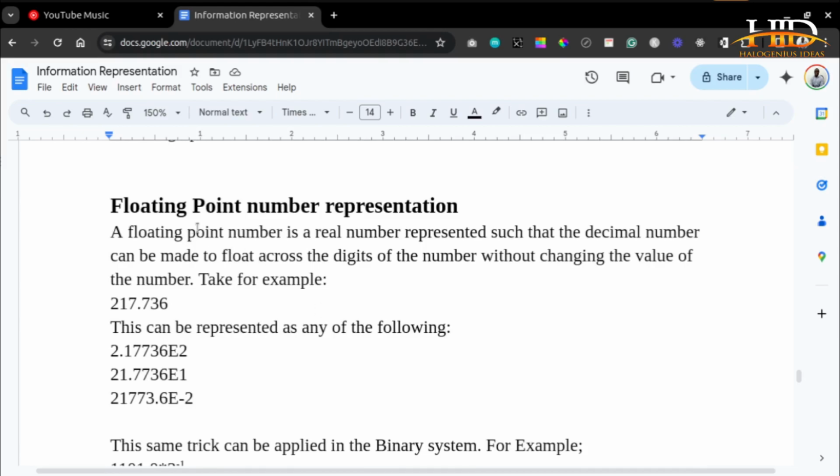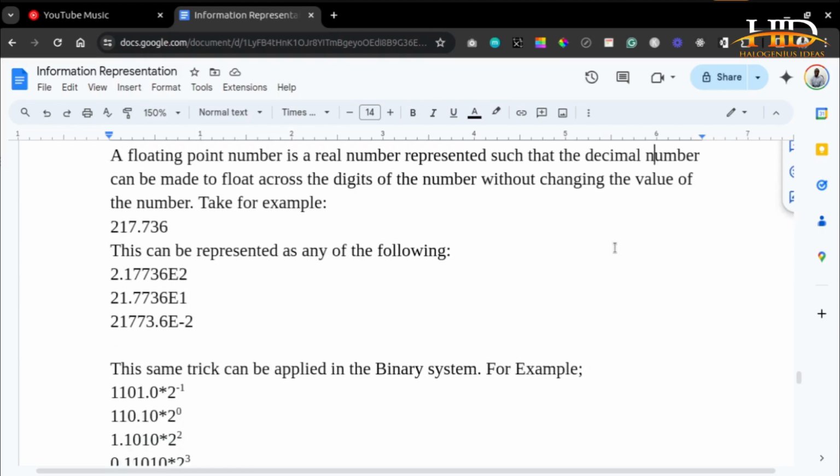So let's talk briefly about floating point number representation. The floating point number is a real number representation such that the decimal point can be made to float across the digits of the number without changing the value of the number. For example, if I have 217.736, as a normal floating point number, if you remember your standard form very well, I can represent this as 2.17736 e 2. I believe Python has something like this.